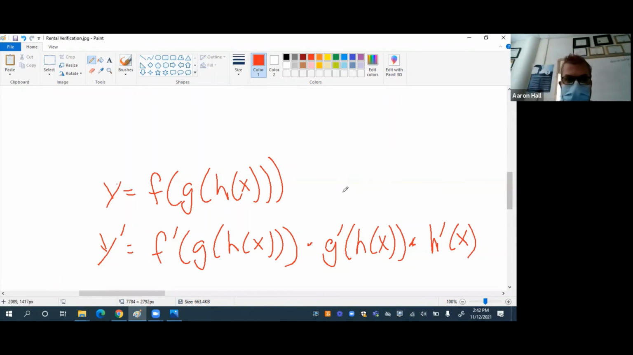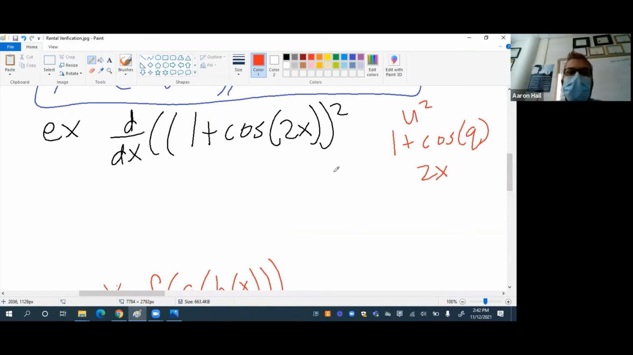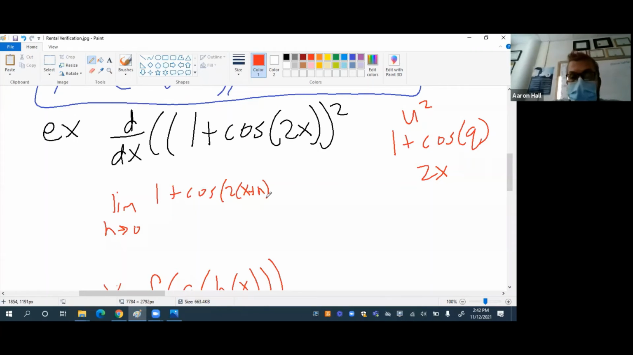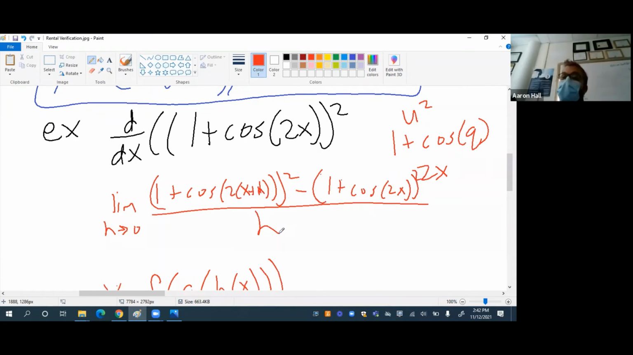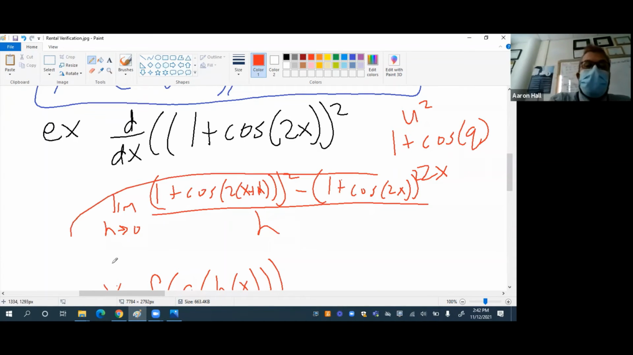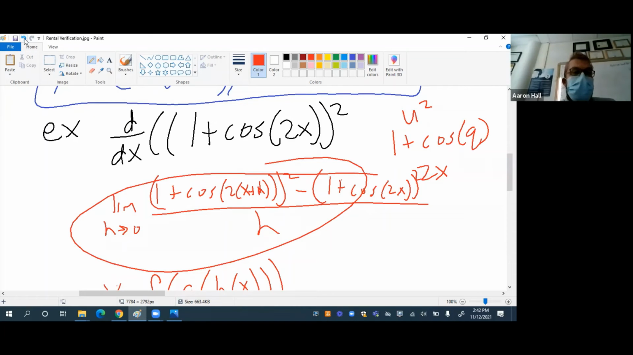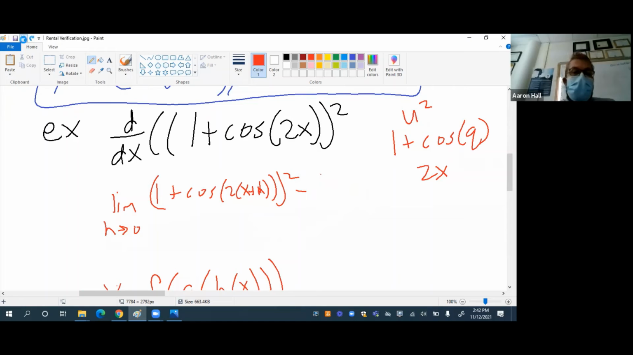Where did this come from? Imagine doing this whole thing where we have the limit as h approaches 0 of (1 plus cosine of 2 times (x plus h)) all squared, minus (1 plus cosine of 2x) all squared, all over h. That's where it comes from. We see this pattern that's been created from that original limit function that we had, which was the birth of calculus. All right.